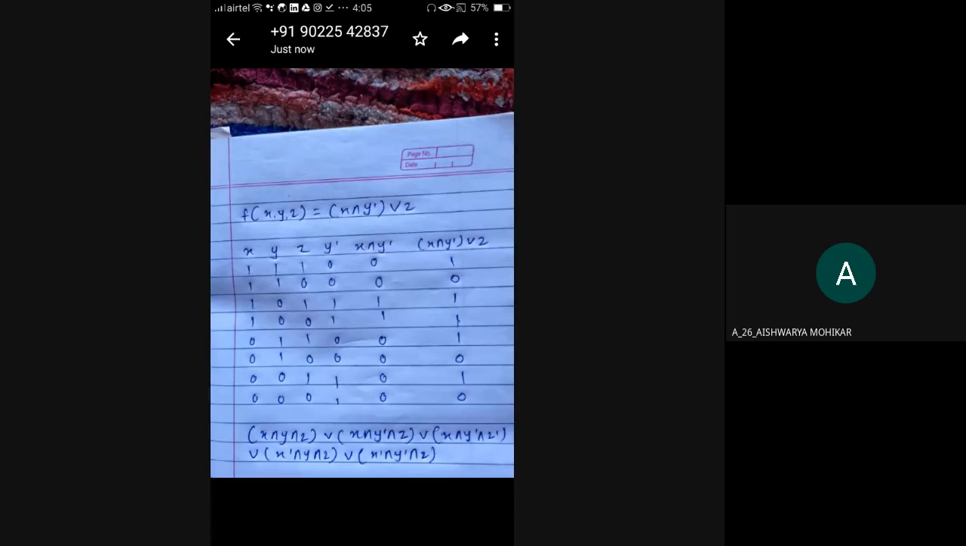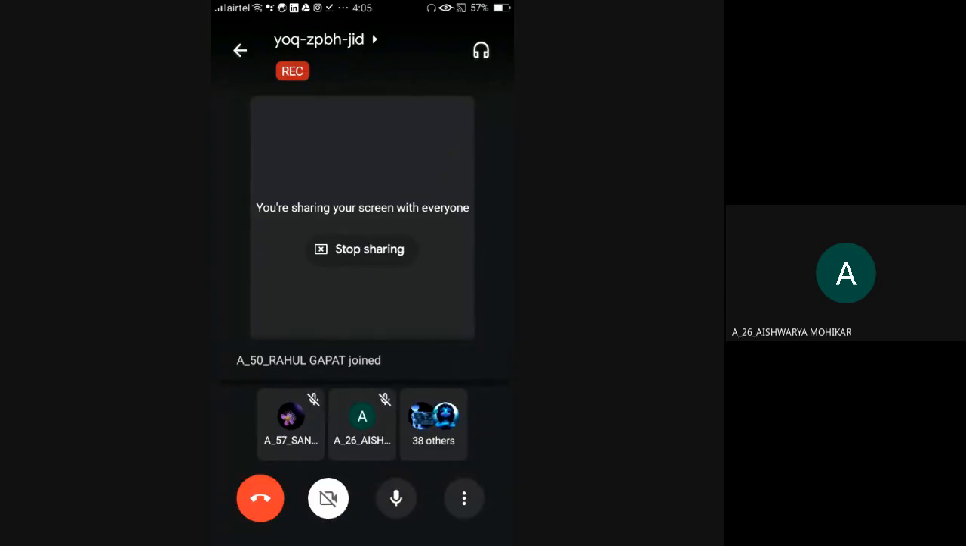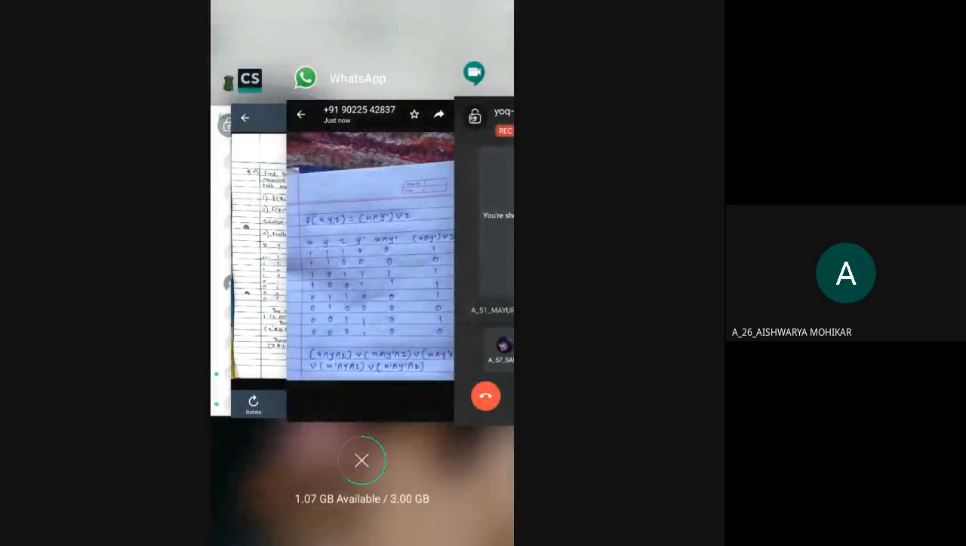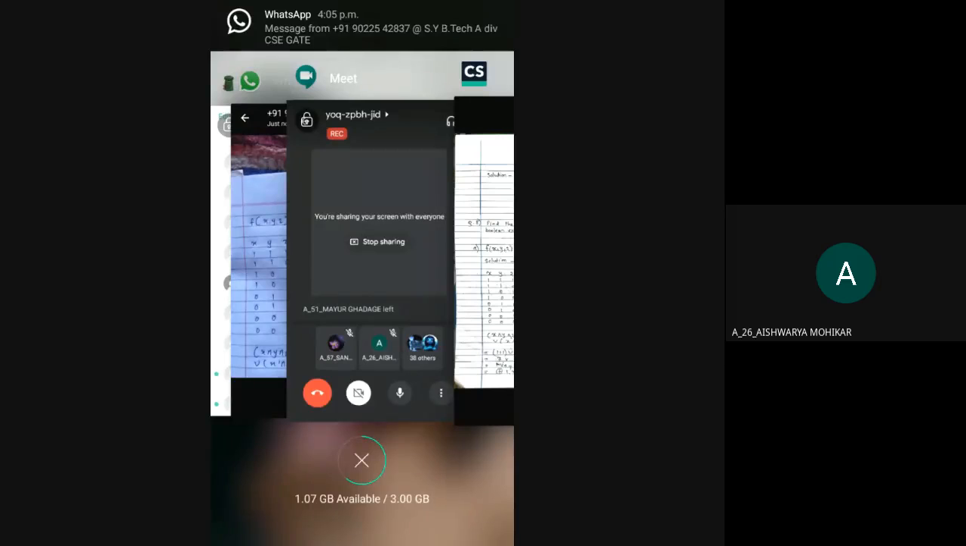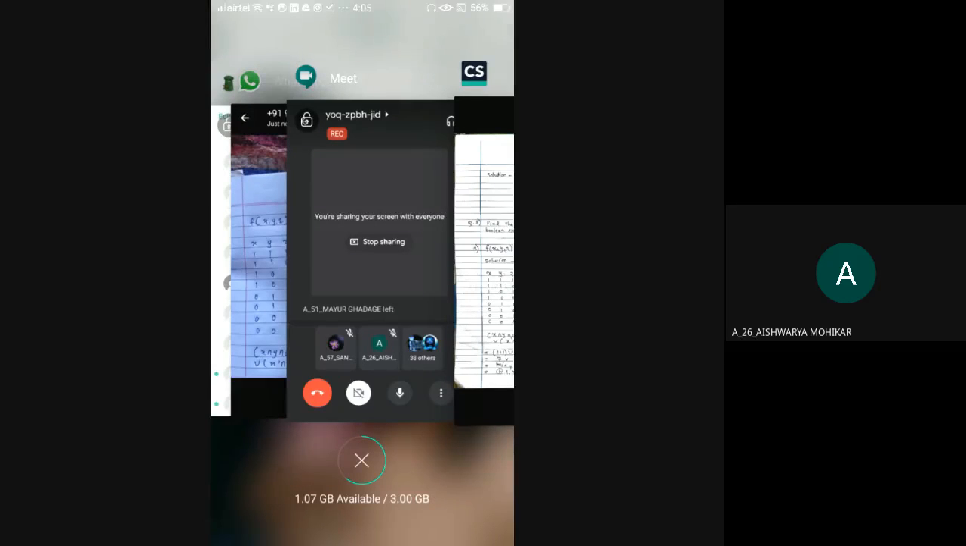1 0 1 1 1 0 1 0. Okay, so this is the correct answer for this example: 1 0 triple 1 0 1 0. I think someone has replied here. Yes, and that answer is correct: 1 0 triple 1 0 1 0. Good.